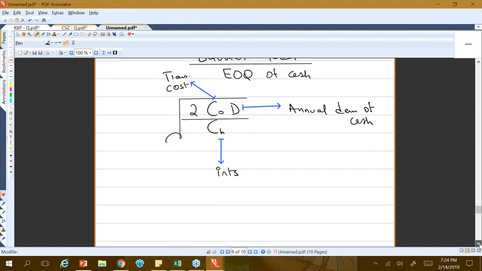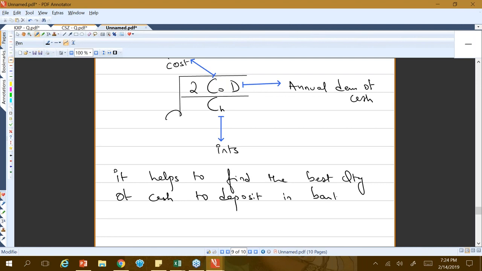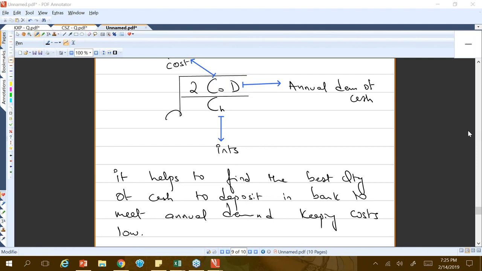So what is the Baumol model trying to tell us? It helps to find the best quantity of cash to deposit in the bank to meet annual demand, keeping the costs low.